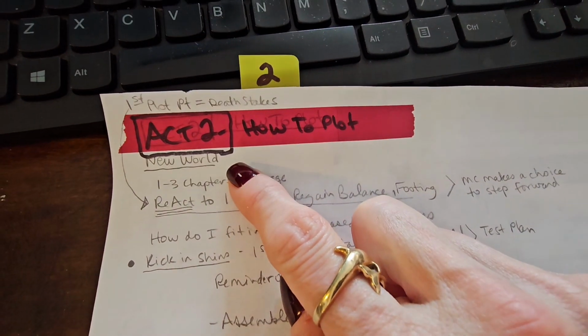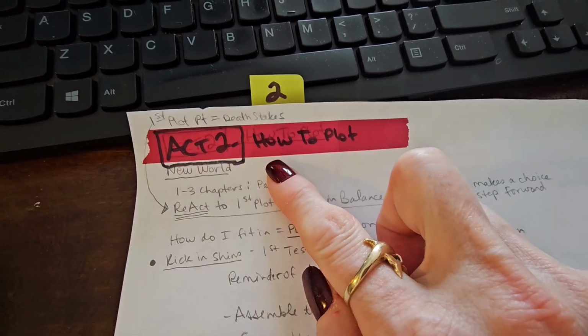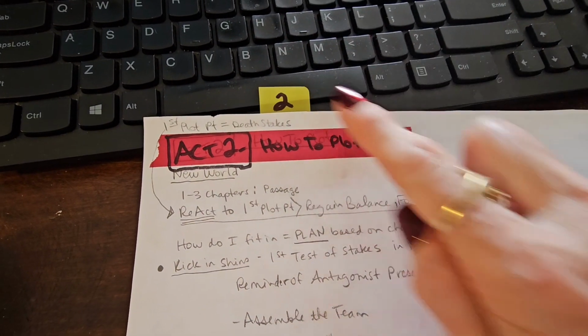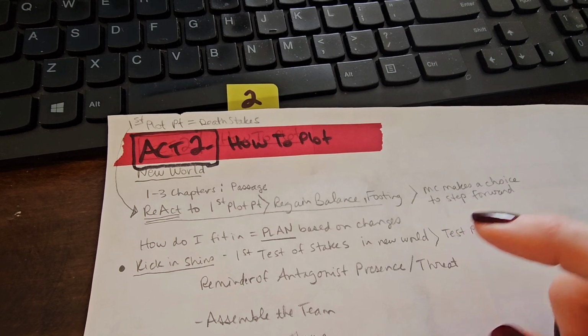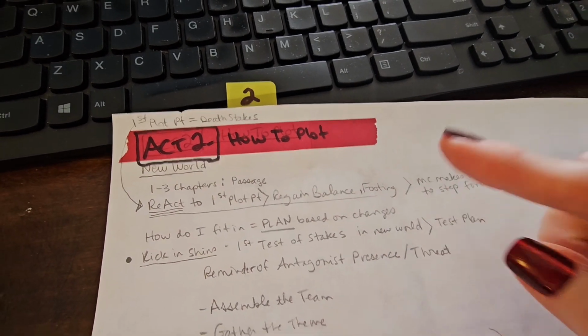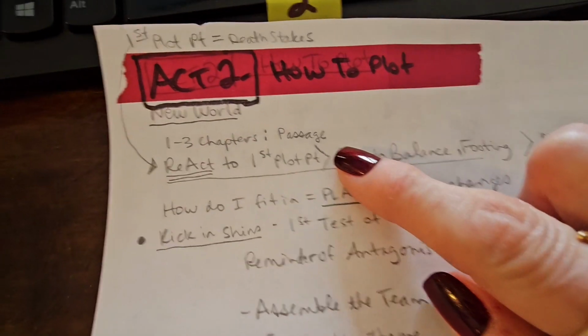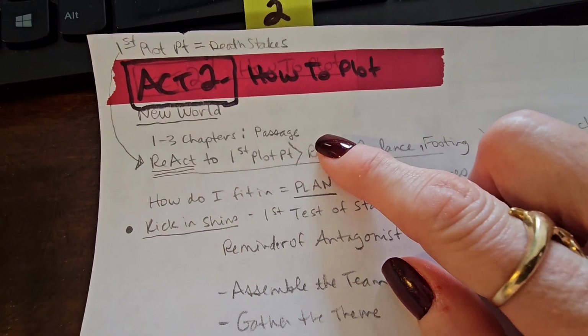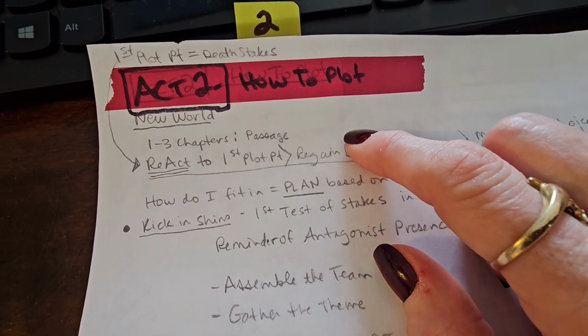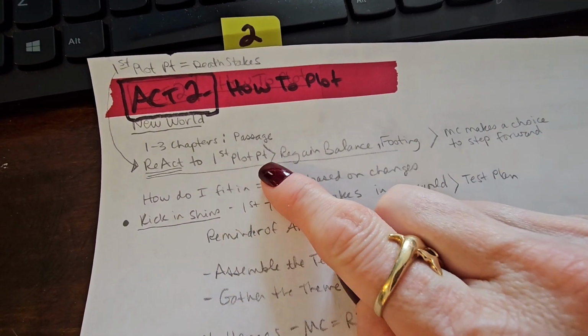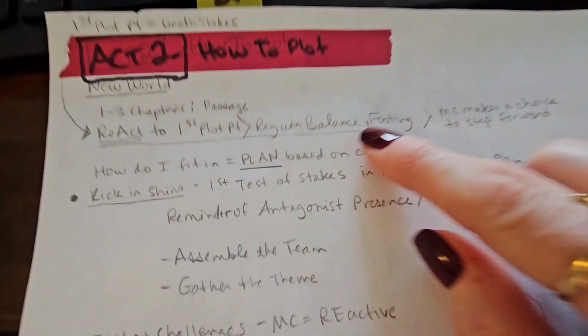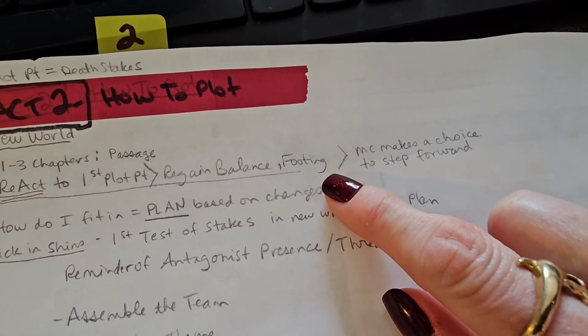Act 2 begins in the new world. This is the world that exists after whatever you have tied up at the end of Act 1 in order to give your character a chance to adjust to their new reality. So you're going to use 1 to 3 chapters and you're going to show passage. You're going to show your character reacting to whatever the first plot point was. You're going to show them regaining their balance and their footing.